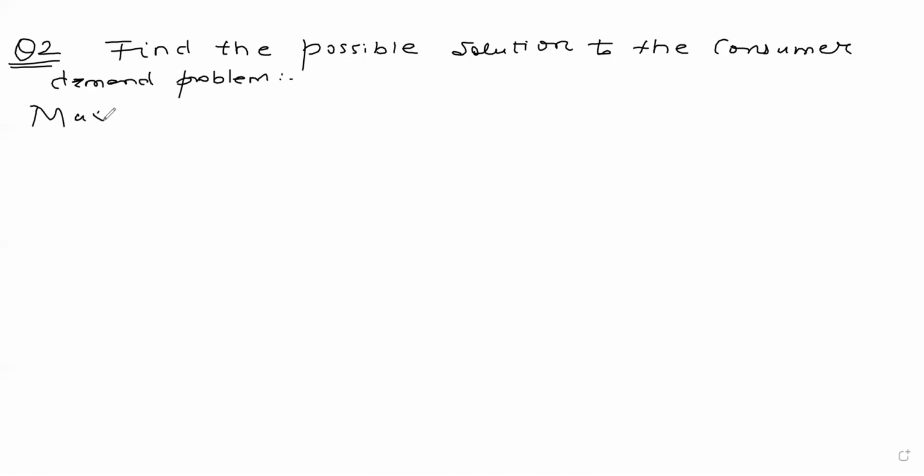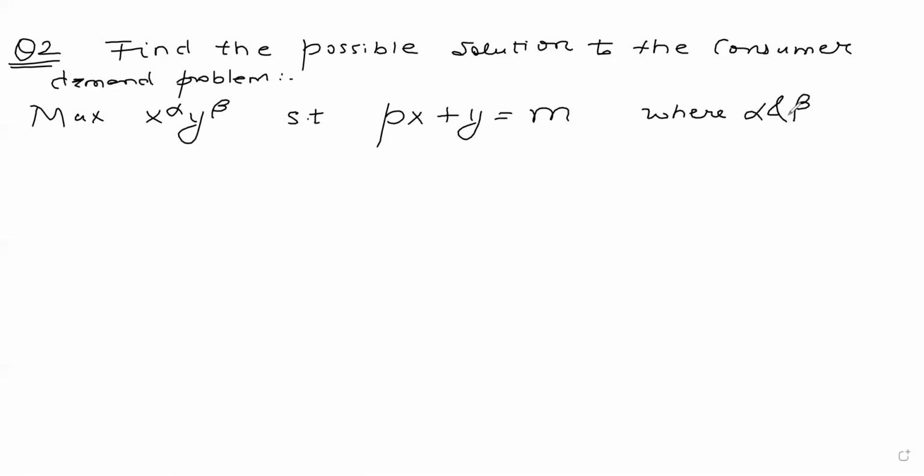The demand problem is as follows: maximize utility, which is x to the power alpha, y to the power beta. Clearly, it's a Cobb-Douglas utility function in microeconomics, subject to the budget constraint px plus y equal to m, where alpha and beta are positive constants.